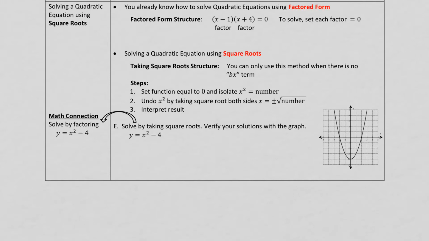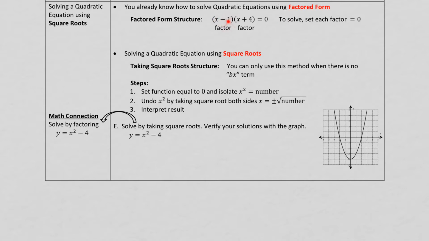So how do you solve quadratics using square roots? First, we've already spent 6 weeks talking about how to solve by factoring using factored form. As a quick review of that technique, when we have factored form, we have this structure. We have two factors that are equal to 0. And you learned that to solve from this position, you set each factor equal to 0.